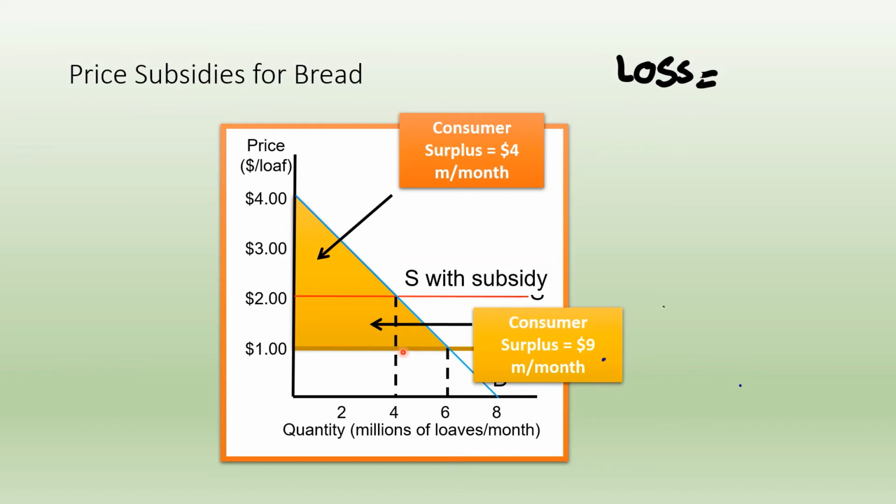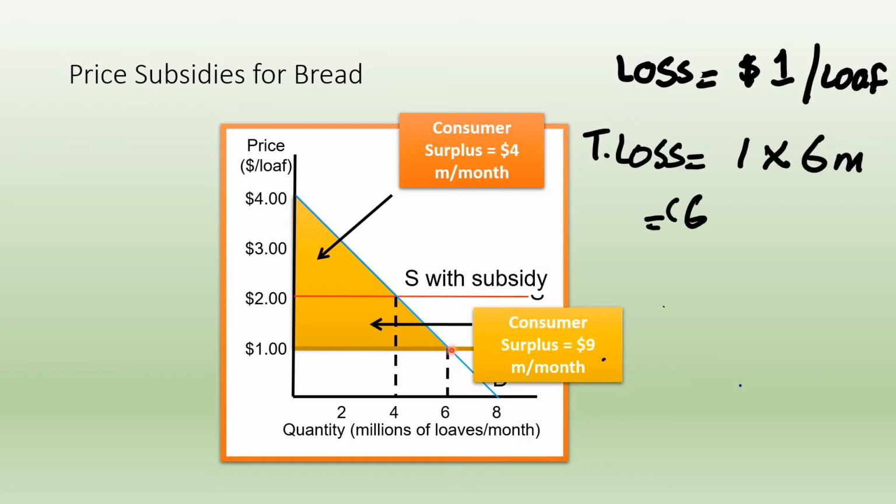So in order to provide the 6 million loaves of bread, the government is losing a total of $6 million per month. This is the cost of providing a subsidy for the price of the bread. And on the other hand, what is going to be the gain in this bread market? It is going to be in the form of the increase in the consumer surplus.